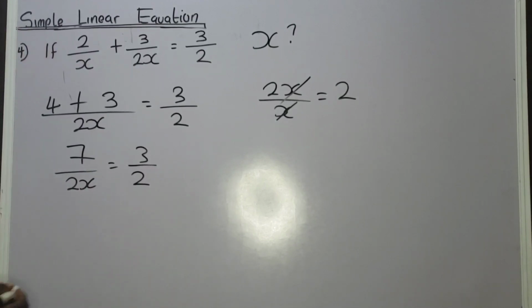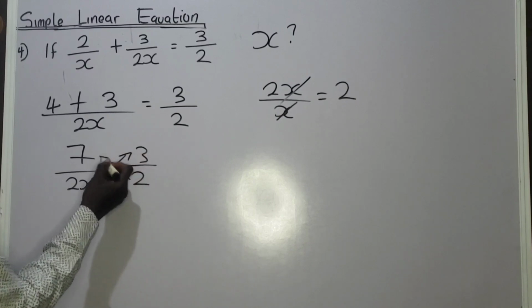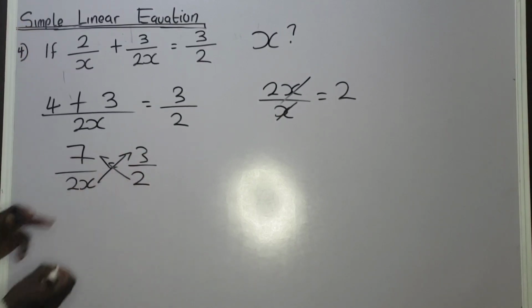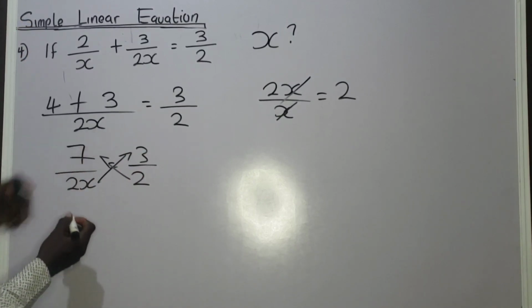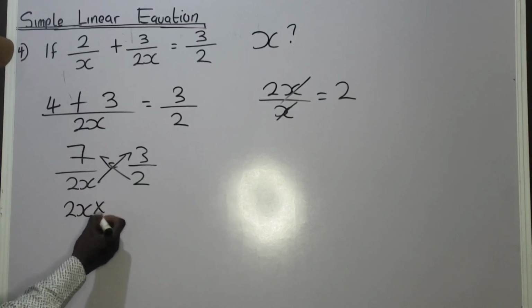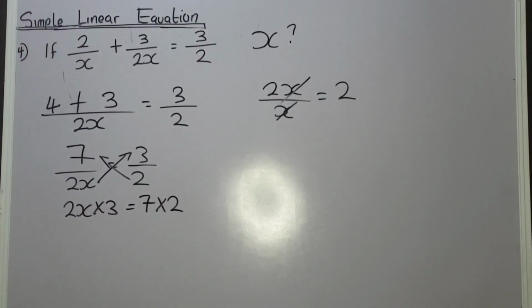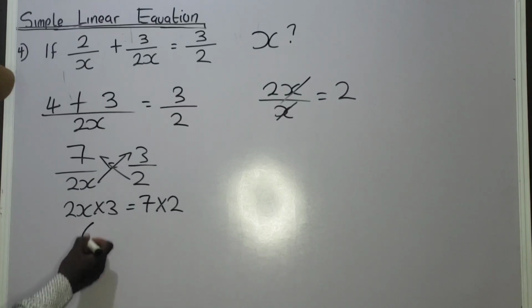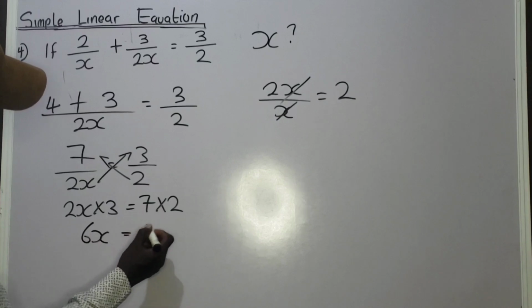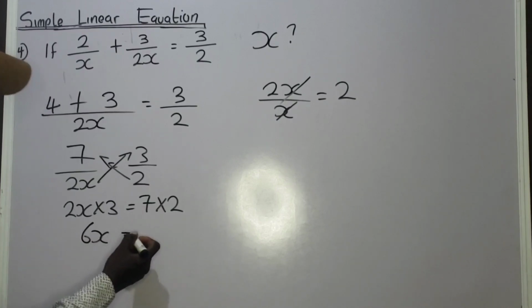Now we can take the cross product. If you want to take the cross product, I'm going to have 2x multiplied by 3 is equals to 7 multiplied by 2. I'm very sure you understand how I got there. Now 2x multiplied by 3, that will give us 6x. So for this I'm going to have 6x is equals to 7 multiplied by 2, that will give us 14.